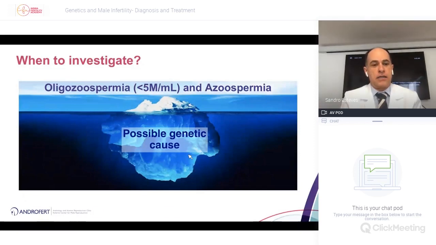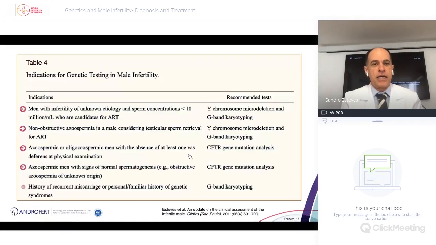In the first lesson, 2 weeks ago, we discussed the indications for genetic testing in male infertility, and I presented this table to you, in which we have the recommended tests according to the condition. For instance, we have men with infertility and a sperm count below 10 million per ml. These patients are candidates for ART. Then there's a recommendation for doing Y chromosome microdeletion testing and G-band karyotyping.